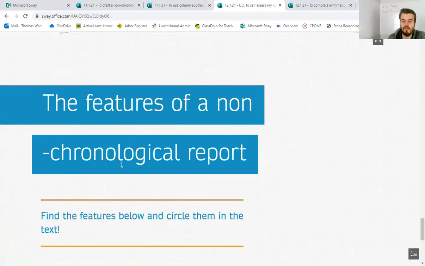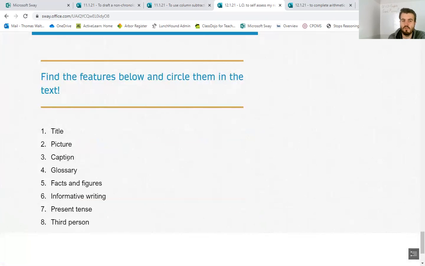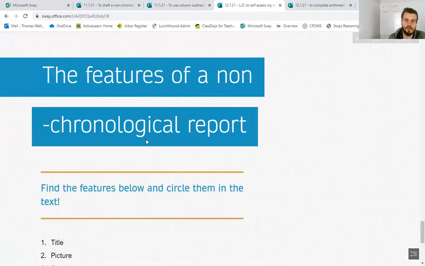So good luck, guys. I've left the features down here just for you to double check them, but you should have got all of them by now in your draft, so don't worry too much.